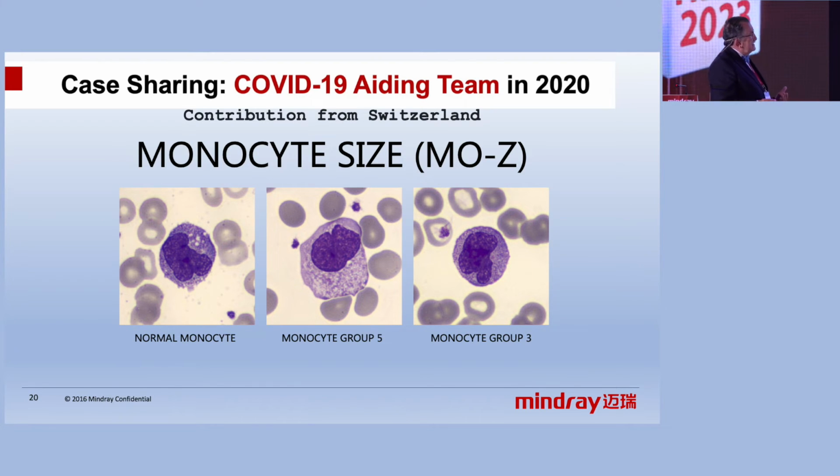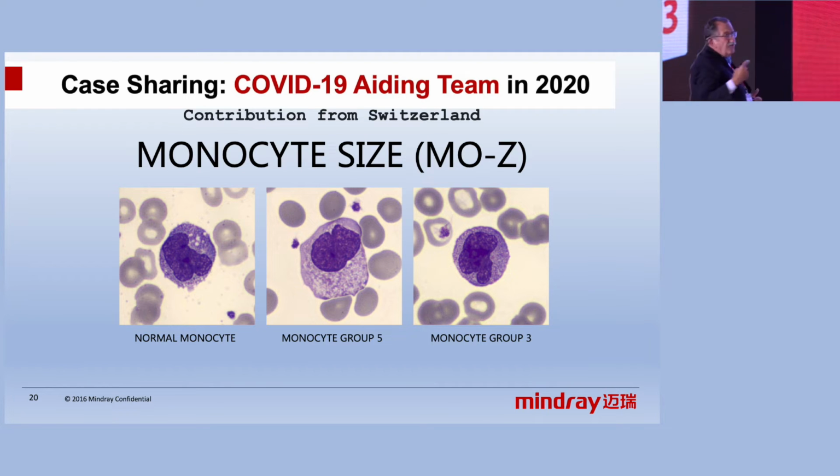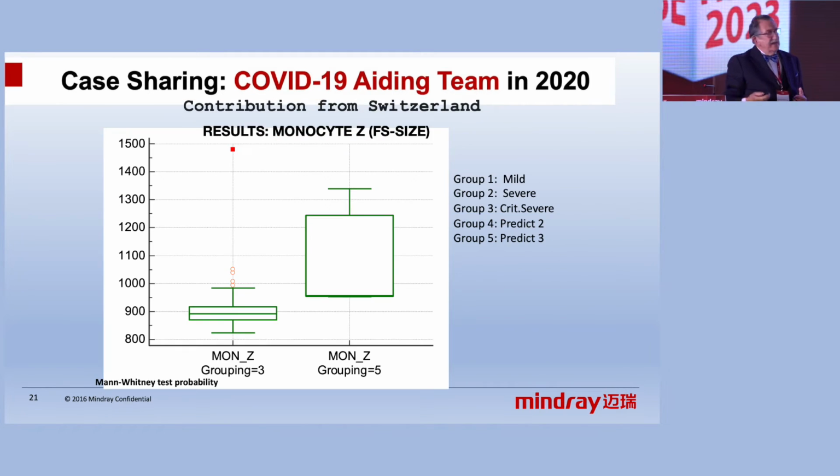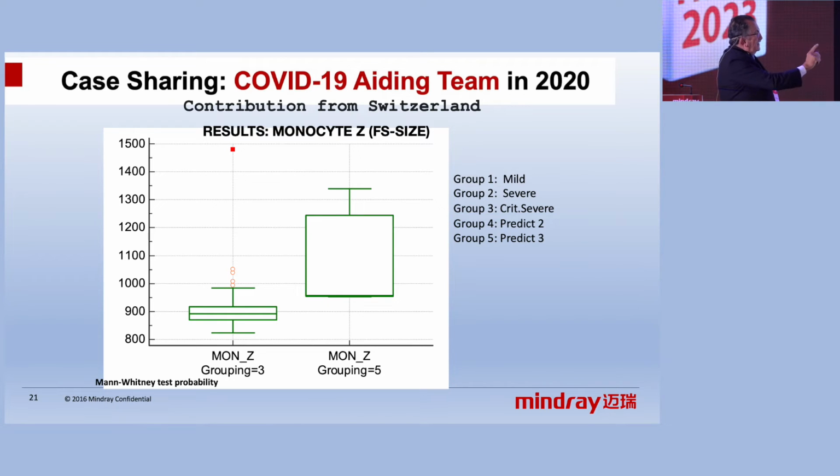And I detected that the monocytes were higher in group 5, before the cytokine storm. And that was very useful. I will show you that group 5 is 1 day before the cytokine storm, 1 day before the patient became severe. What was happening?